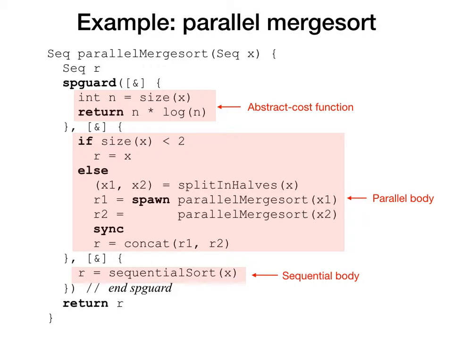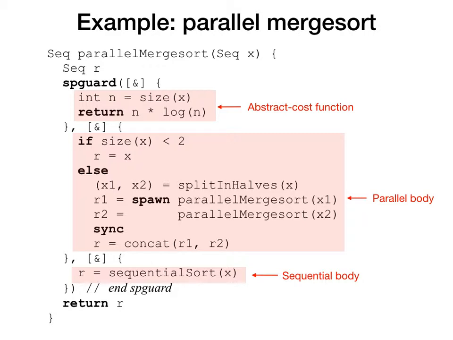The parallel body performs a straightforward parallelization of the merge sort algorithm. It handles the base case, and in the recursive case, it divides the input in half, recursively calls itself in parallel, and finally concatenates the results at the join point. The sequential body just calls into some sequential sorting algorithm. So using our SP-guard algorithm, the executable for this code has guaranteed efficient granularity control.